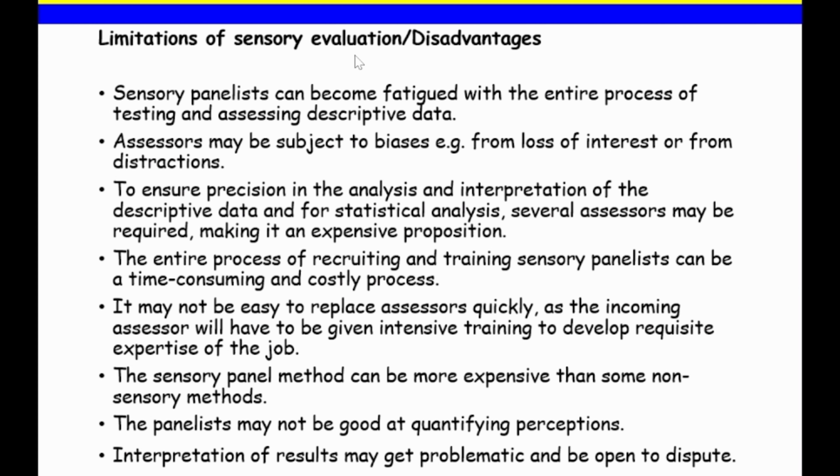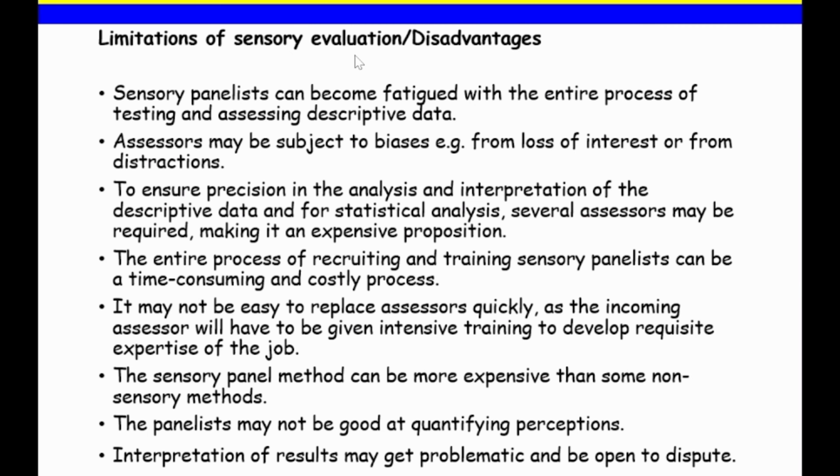So that's why we are saying that we have to make sure that there are no factors that can cause biases during the analysis. So you have to make sure there is no distraction, the lab should be quiet, the arrangements should be very good, so that the assessor will concentrate only on the analysis of food. To ensure precision in the analysis and interpretation of the descriptive data, and for statistical analysis, several assessors may be required, making it an expensive proposition.